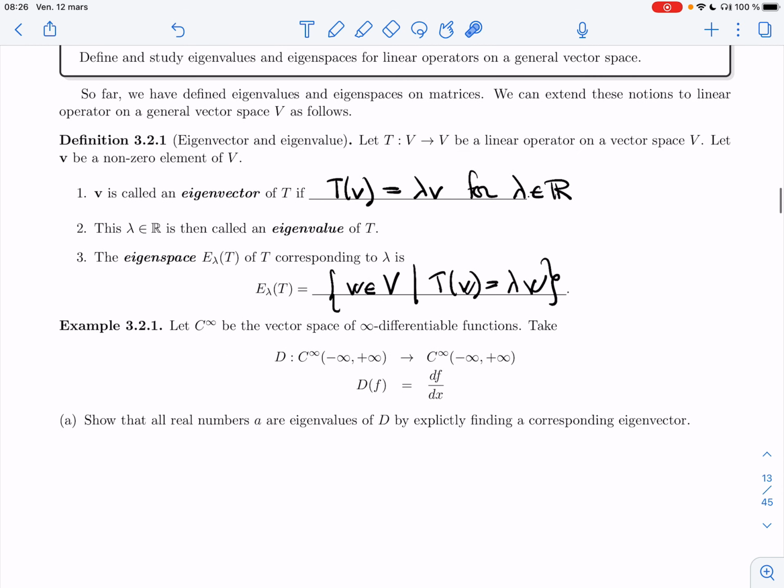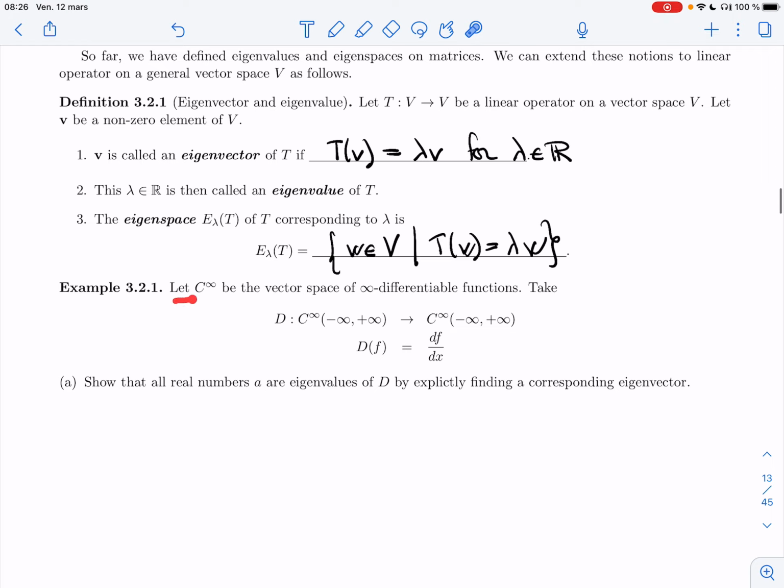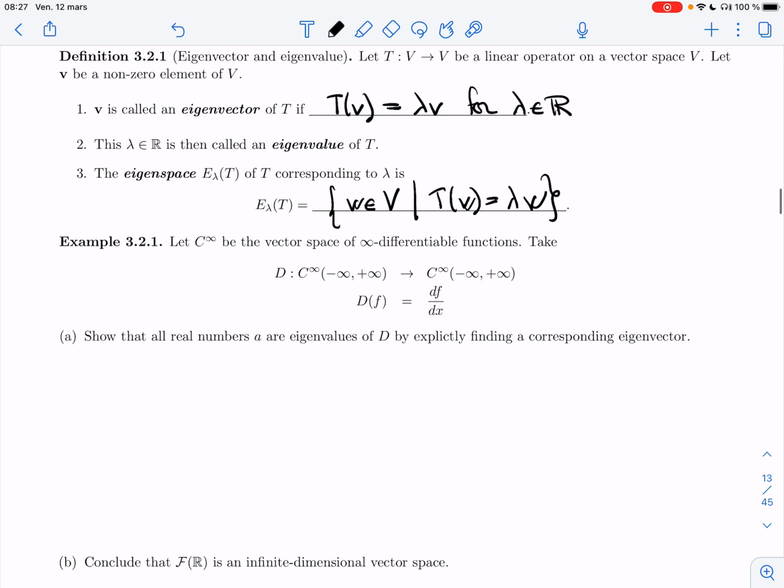All right, let's do an example of this. Let C infinity be the vector space of infinitely differentiable functions, and I'm going to take the derivative linear map. So D of f is the derivative of f with regards to x. All right, I want to show that all real numbers a are eigenvalues of D by explicitly finding a corresponding eigenvector.